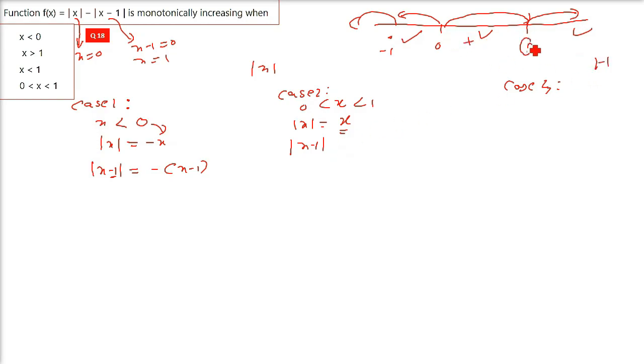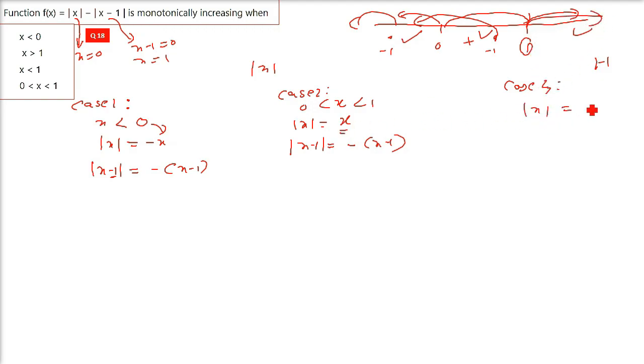I hope you got the idea. Take any value between 0 and 1 and place it in place of x. If I take 0.5, it is going to be minus 0.5. So mod of negative 0.5 is going to be negative of x minus 1. Mod forcefully makes a value positive, so you have to place a negative to make it positive.